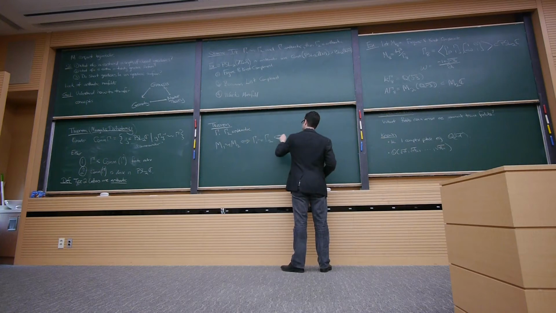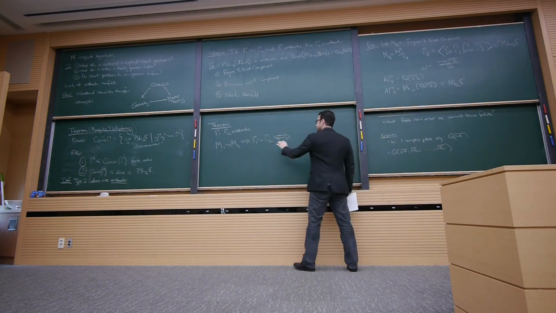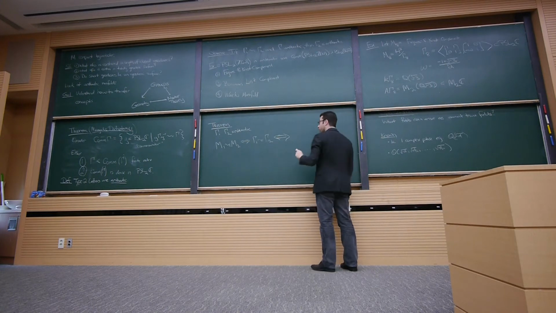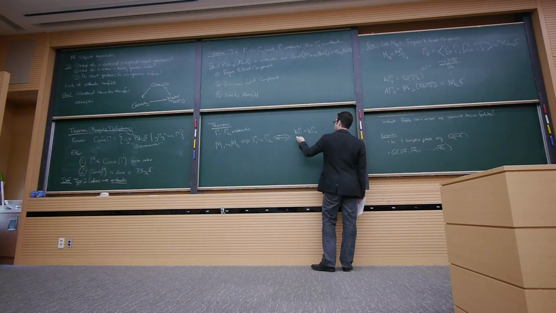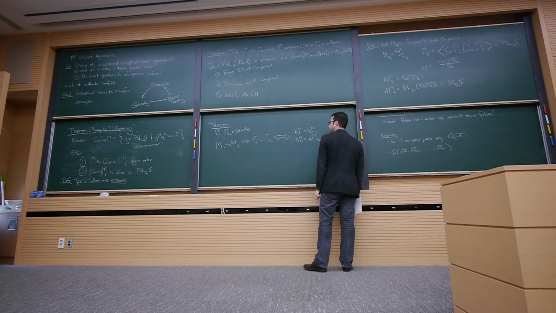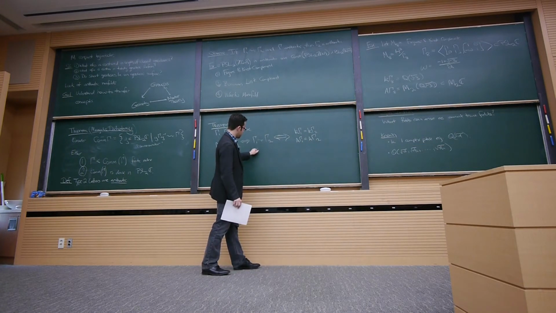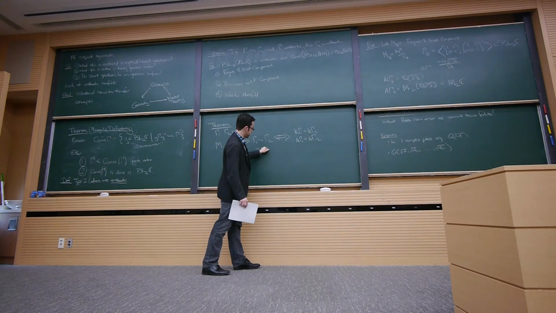But the new thing is that being commensurable as lattices is equivalent to the fields being the same. And maybe I'll just put here, up to conjugation.